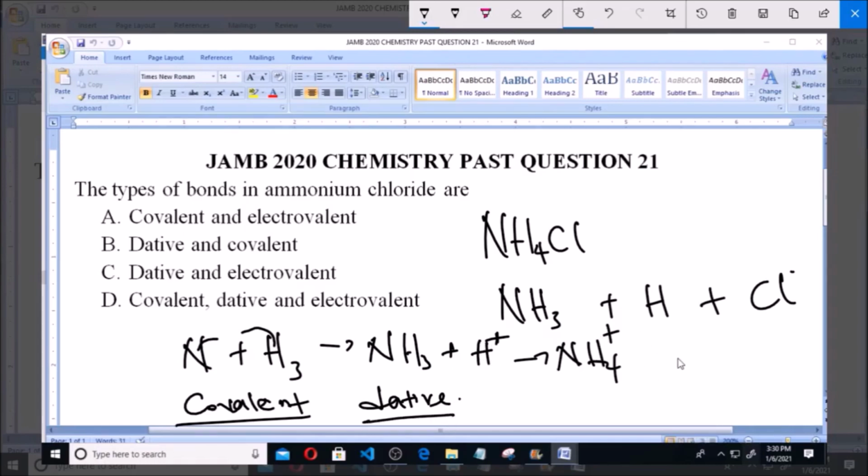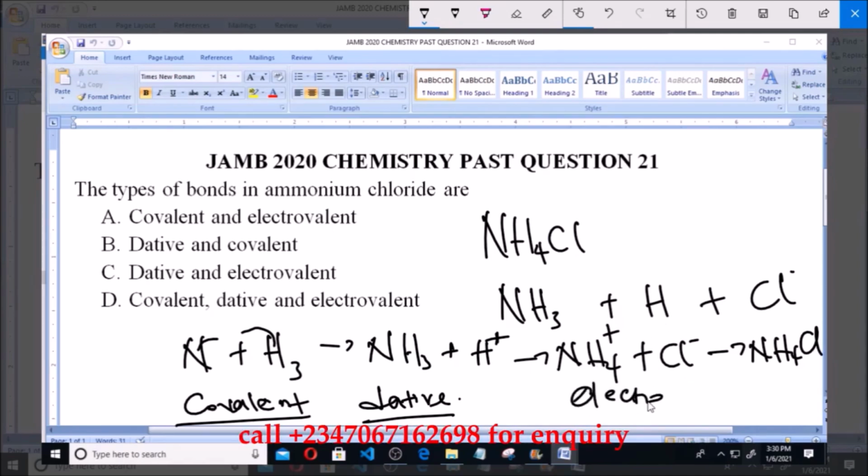Now ammonium will combine with chloride ion to give ammonium chloride. The type of bond here is known as the electrovalent bond or the ionic bond. This is because the ammonium transfers electron to the chlorine atom, making it form ammonium chloride. So the transfer of electron is an electrovalent bond.